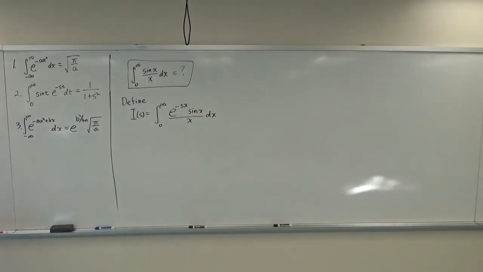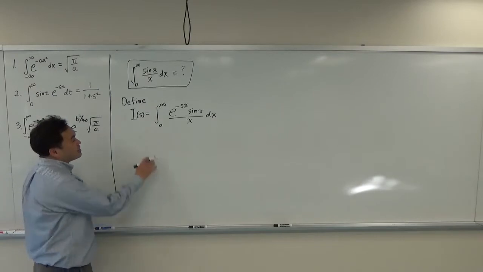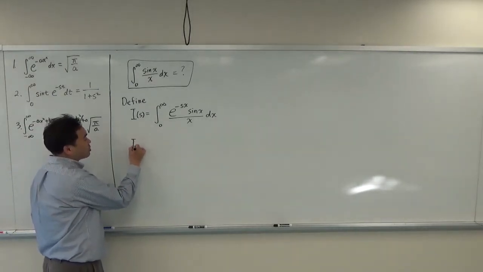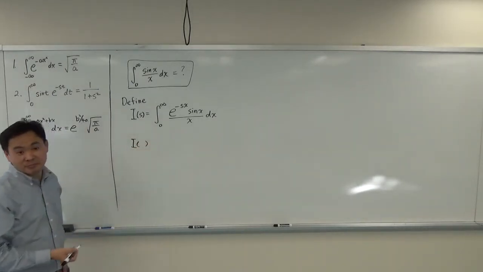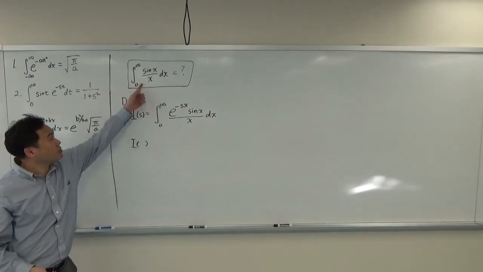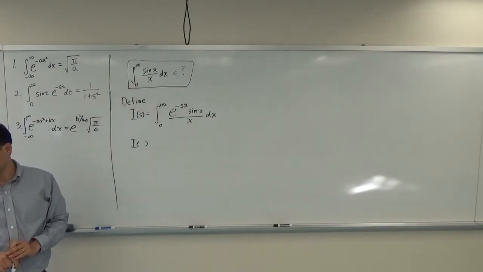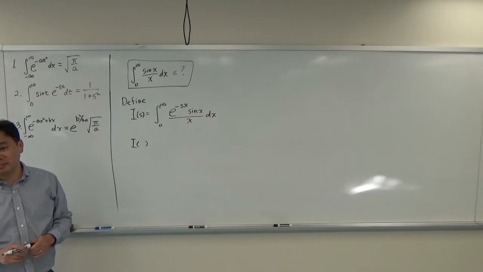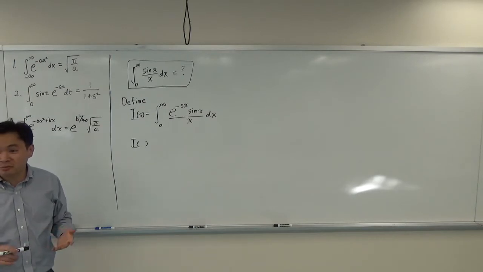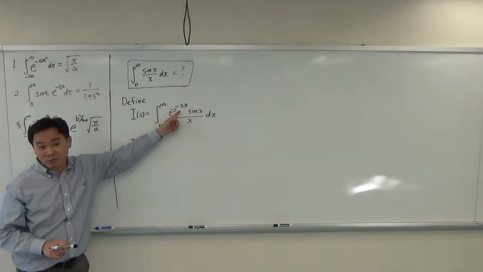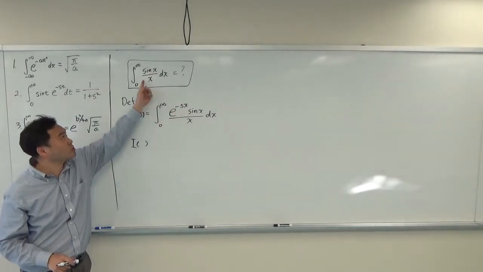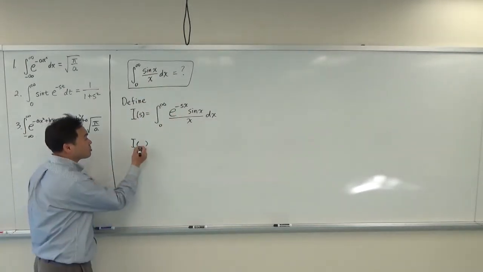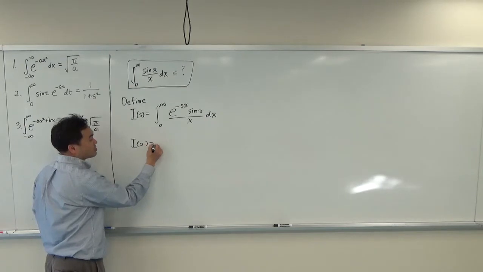Okay. Now, eventually, what do we want to calculate? I of what? When does this become this? 0, right? If s is 0, e to the 0 is 1, and you just get sine x over x, which is what you want. Okay. So the question is, given this, what is this? That's the question.